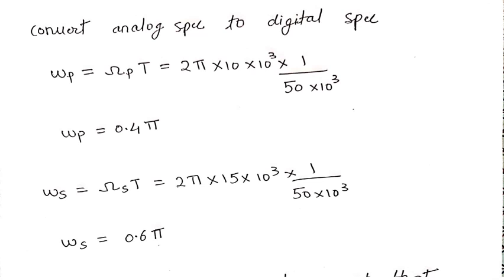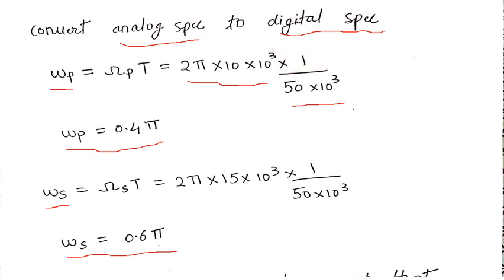Next step is to convert these analog specifications to digital specifications. To find omega p, we multiply omega p with T, that is 2 pi multiplied by 10 into 10 raised to 3 divided by 50 kilohertz, which is given in the question. After simplifying, we get the digital frequency omega p as 0.4 pi. Similarly, we convert the stop band frequency into digital stop band frequency omega s, and after simplifying we get omega s as 0.6 pi.